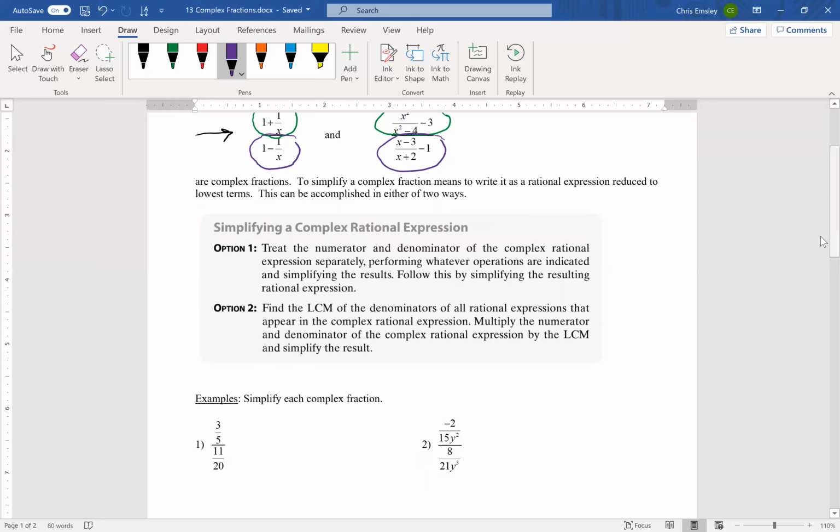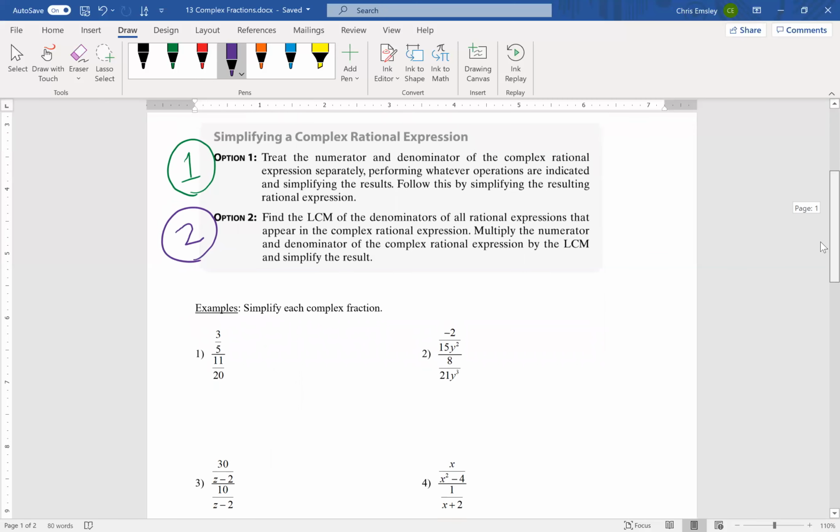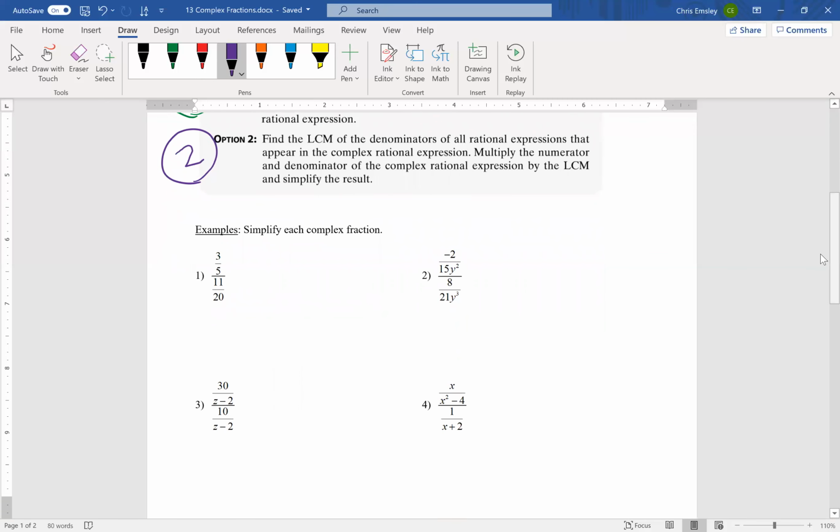So that's option one. Or option two is find the least common multiple of the denominators, and that means all the denominators of the rational expressions that appear. Multiply the numerator and the denominator by that least common multiple or least common denominator and simplify. So I'm going to do some examples where we use option one, and we're going to do some examples where we use option two, and I'll make sure to point that out to you. So we're going to start off with just some numeric examples. Well, I guess one numeric example, and then we'll go straight on to the variables.